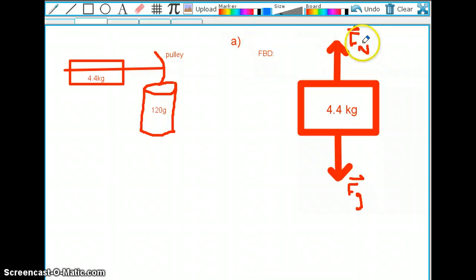You don't actually know what the normal force is, but you can calculate this for the force of gravity, because you know that the mass of the block is 4.4 kilograms. You know what the acceleration due to gravity is. It's always 9.8 meters per second squared. So there you have it.